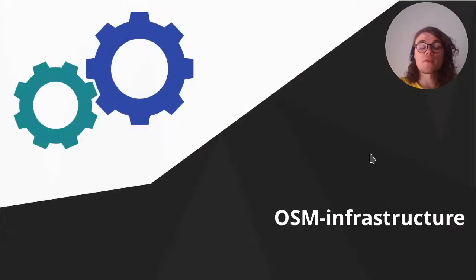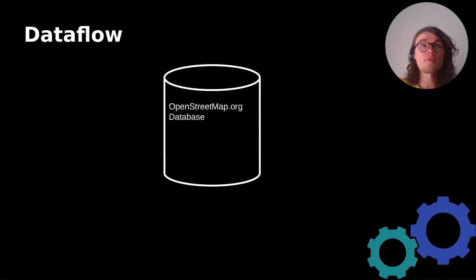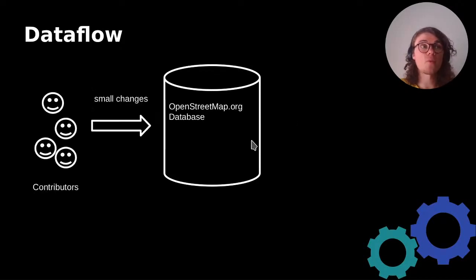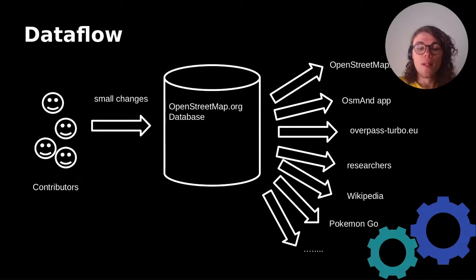So, that being said, let's have a look at the OpenStreetMap infrastructure. We have one big central database with OpenStreetMap. It's this database where all the small changes end up. So contributors make changes there, and the changes get pulled by various apps. The first app, of course, is the base map on OpenStreetMap.org itself. There's also OsmAnd, Maps.me, Overpass, Researcher, Wikipedia, Pokemon Go. They update whenever they feel like.